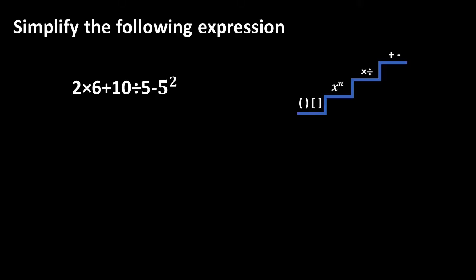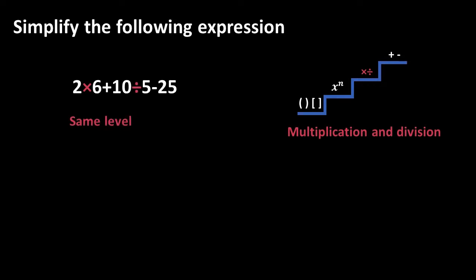Here's another example. We have 2 multiplied by 6 plus 10 divided by 5 minus 5 squared. The first step is to look for parentheses, and we don't have any here. Next, do we have any exponents, any powers? We do. We have 5 squared, which is 5 times 5, and that's 25. Next, we have to multiply and divide. In the expression, we have 2 times 6 and 10 divided by 5. Since these operations have the same priority, let's work our way from left to right. We have 2 times 6, which is 12, and 10 divided by 5 is 2.